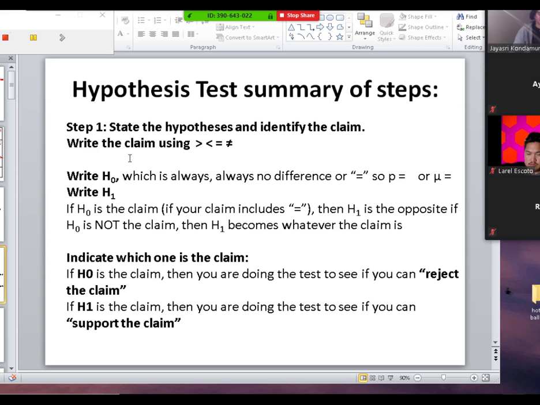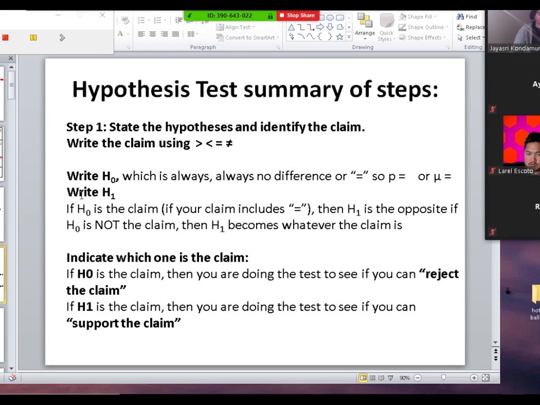Step 1, state the hypothesis and identify the claim. Write it using one of these symbols: greater than, less than, equal to, not equal to. Then write down H naught, which is always, always equals. H naught is always equals. Everybody say that on your own. H naught is always equals. Say it. Okay, saying it will help you remember it. H naught is always, always equals. So either p equals something or mu equals something.